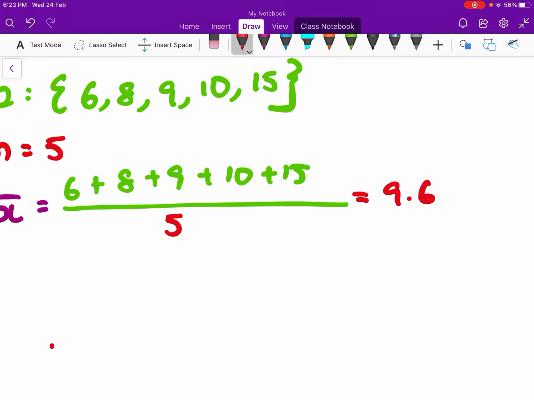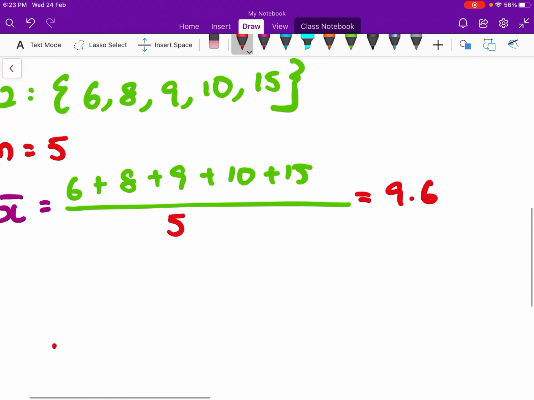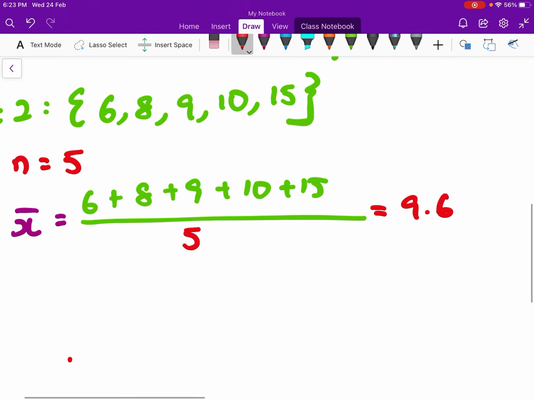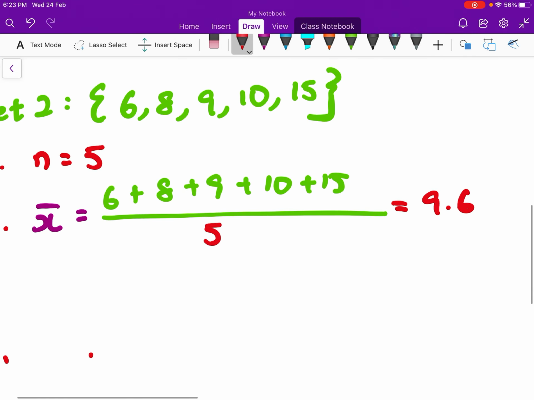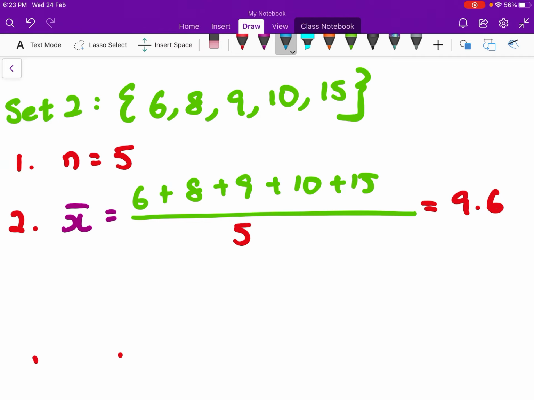If you are observant enough, you can see that the mean for the first data set is 9.6, and the mean for the second data set is also 9.6. So sometimes the mean can be the same for both cases. Then we can't really compare. What we can compare is the standard deviation. The third step: summation of x minus x bar, then bracket square. Just calculate accordingly.